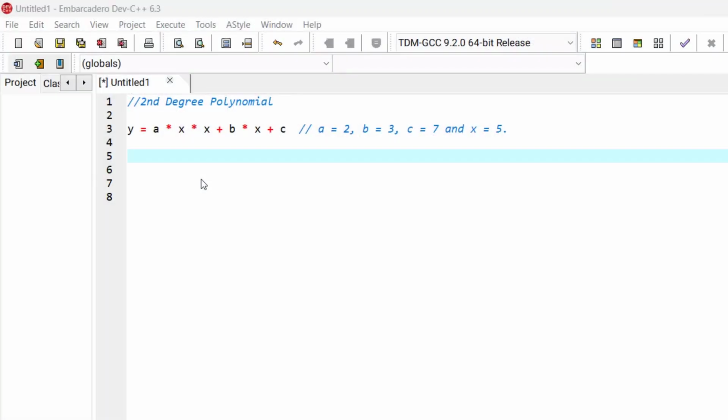To develop a better understanding of how operator precedence works in C, let's have a look at this example. Here I have a second degree polynomial, y is equal to ax squared plus bx plus c, and I will substitute these values into this equation. Let's find out the order in which C will evaluate this equation.